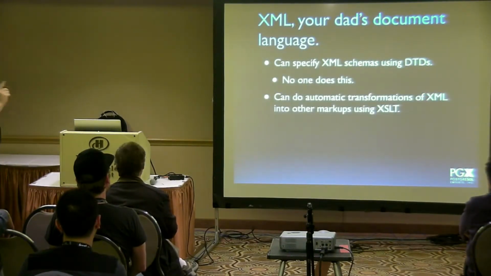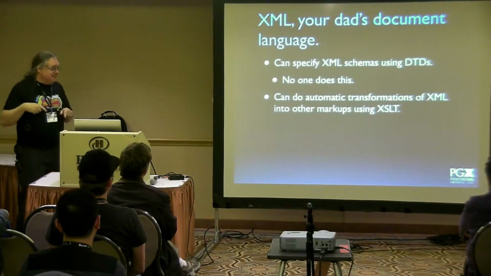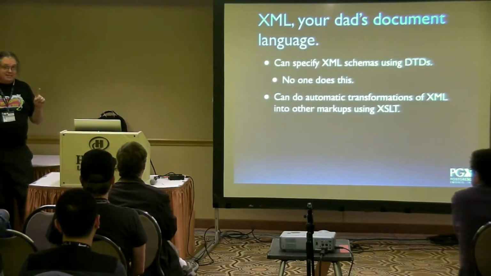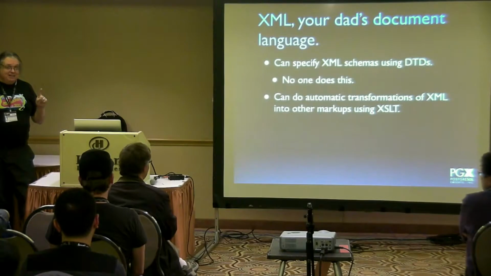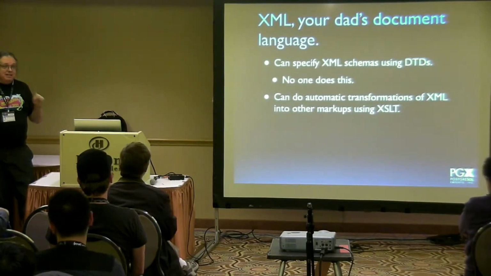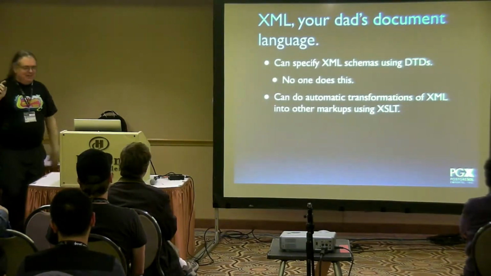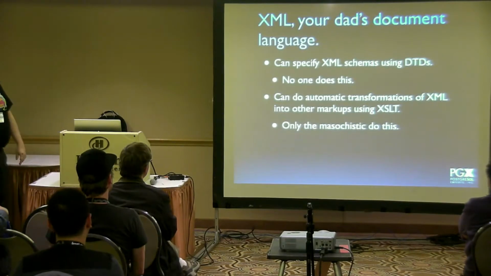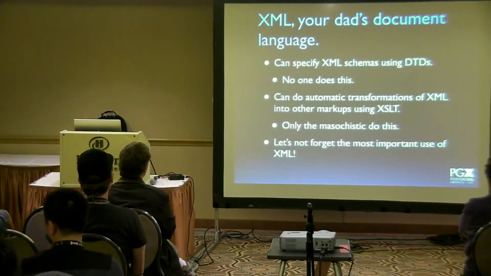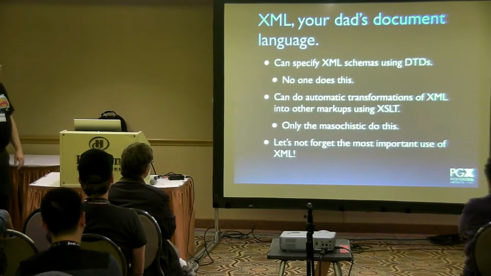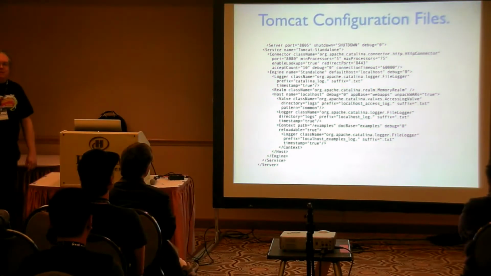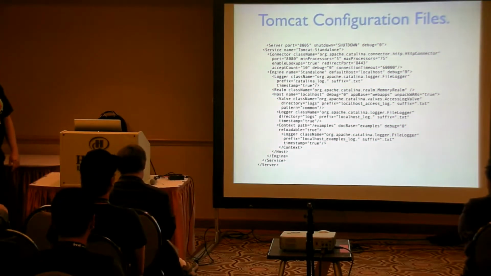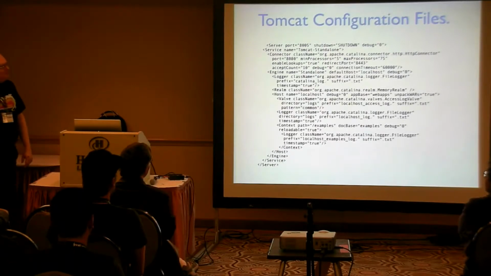And then you can do these automatic transformations using XSLT. Everyone ever try writing XSLT? That was one of those about 10 minutes. It's like, oh, you've got to be kidding me. Only masochists do this stuff. However, XML is extremely important for one thing: Tomcat configuration files. This is the primary use of XML now.